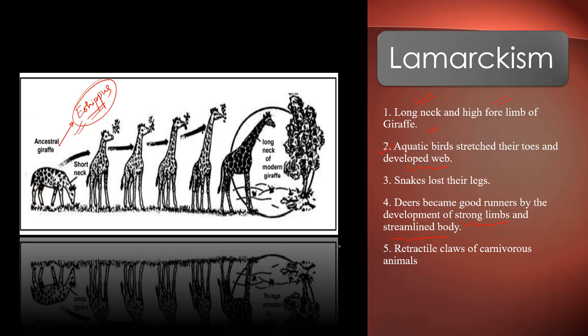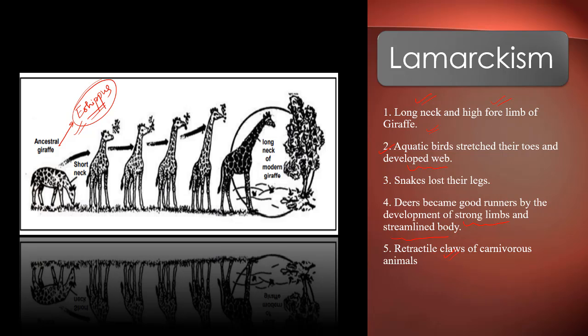Deer become good runners by the development of strong limbs and a streamlined body. Retractile jaws of carnivorous animals, like for example us, we are omnivores, but in the case of carnivores, they can retract. They can open the jaw very widely, because the jaw suspensorium is of that type.